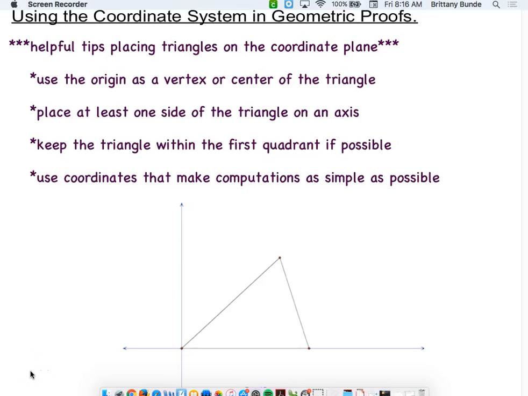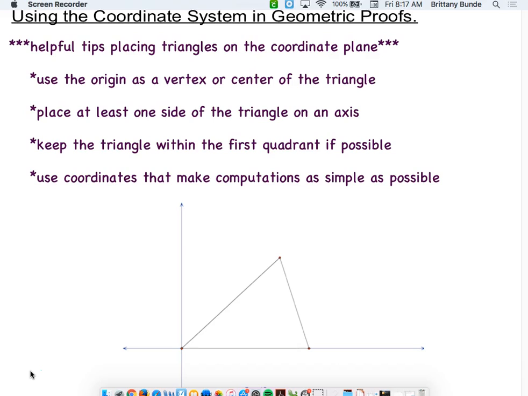Okay, so today's lesson is goofy because before, all of our proofs have been for a specific triangle, like triangle XYZ, and today it's just going to be for general cases.